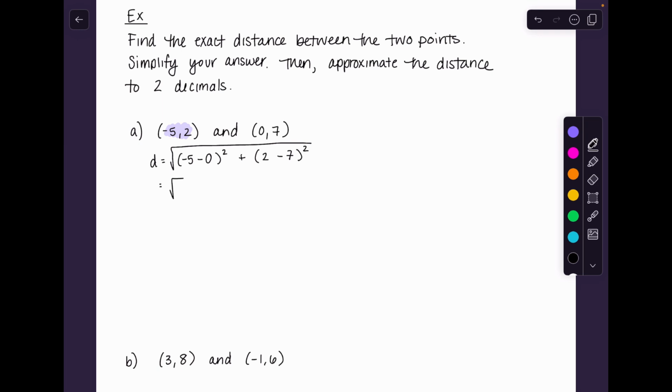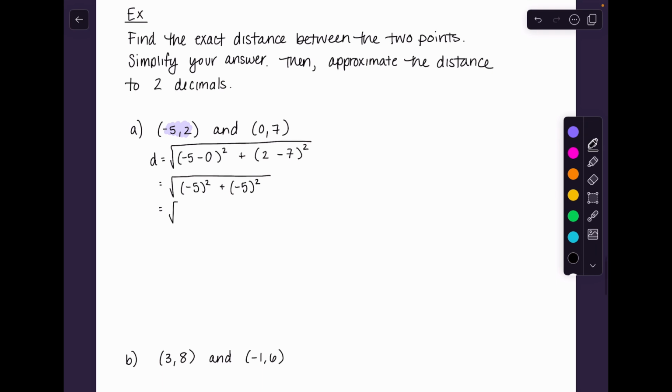So from here, it's just a matter of simplifying. -5 minus 0 is -5. 2 minus 7 is also -5. So if you do -5 times -5, it is going to be positive 25. And then likewise here, positive 25. So this gives us the square root of 50.